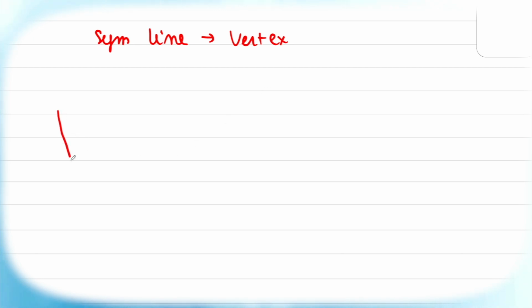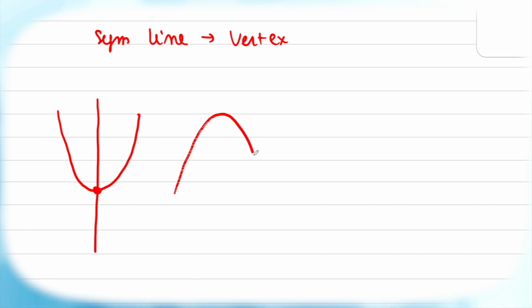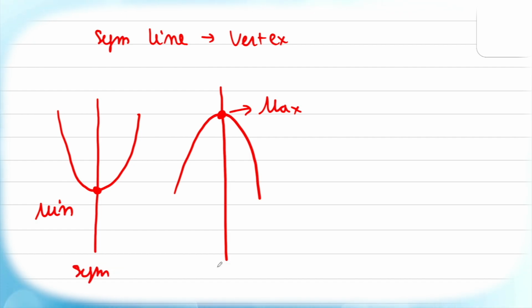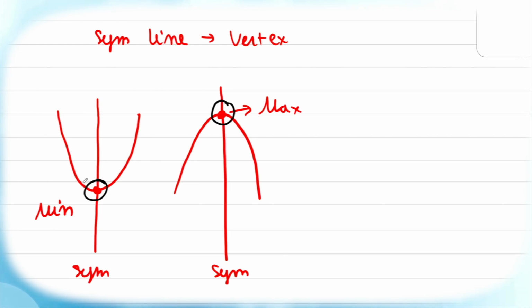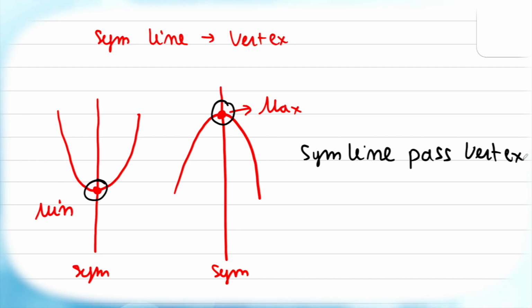Look at this, we have a parabola like this one, and the symmetrical line will pass through this point. And here is another form of parabola, where the symmetrical line will pass through the marked point here and the midpoint here. The symmetrical line will be this one. And we call this the vertex of the parabola, right? The vertex here and the vertex here. So this means the symmetrical line will pass through the vertex of the parabola.